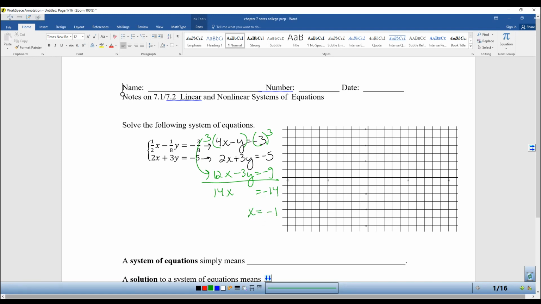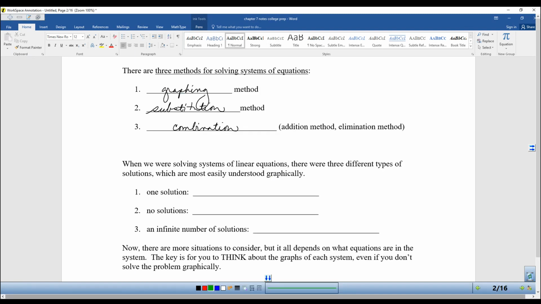And then your book happens to call it combination. So this is the third method. You're allowed to use whichever method you want. Okay, I'm not going to dictate which one you have to use. When you're solving a system of linear equations, that means that they're just lines. There's three different types of solutions. One solution, where they intersect. No solutions. The lines are parallel. Or there's an infinite number of solutions, which is when the two lines coincide. That means that they lie right on top of each other, coincide.